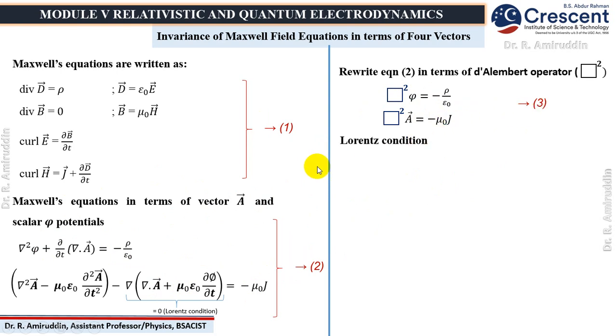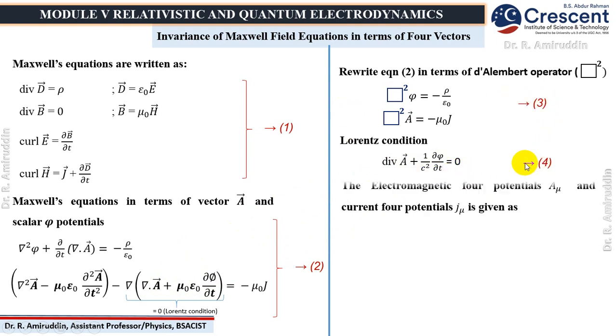And of course we do have the Lorentz condition over here, that is del dot A vector plus mu naught epsilon naught dou psi by dou t, that we can rewrite as divergence of A vector plus 1 by c square dou psi by dou t is equal to 0, where you know that 1 by c square is equal to mu naught epsilon naught. This will be the Lorentz condition for this equation as follows.